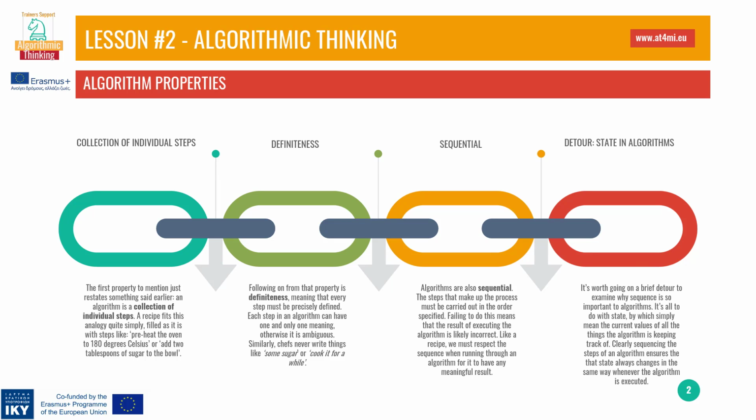Detour, state in algorithms. It's worth going on a brief detour here to examine why sequence is so important to algorithms. It's all to do with state, by which I simply mean the current values of all the things the algorithm is keeping track of. As a computer progresses through an algorithm, just as you progress through a recipe, the state of things can change. Clearly sequencing the steps of an algorithm ensures that state always changes in the same way whenever the algorithm is executed.